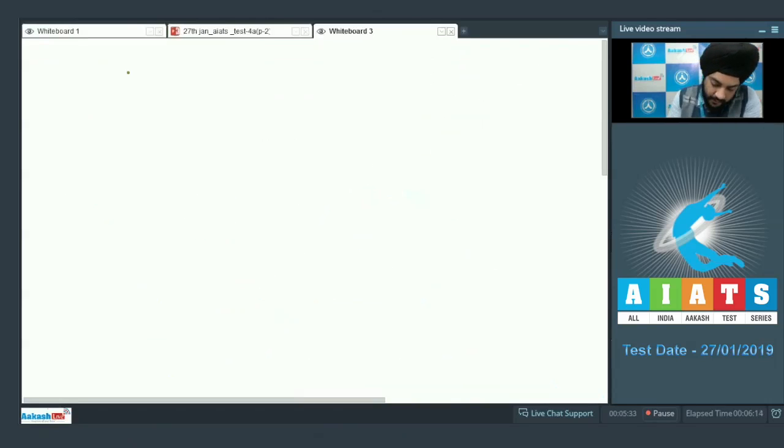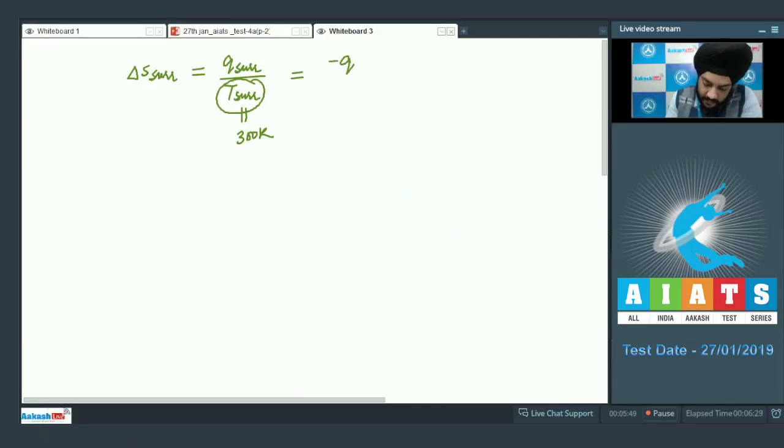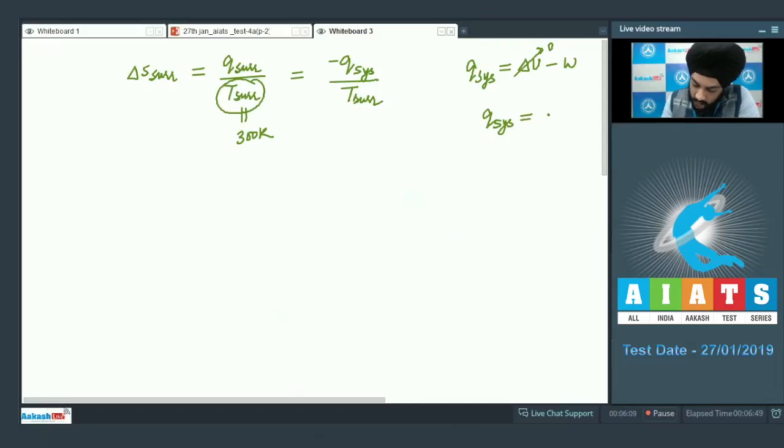Now we can talk about the delta S surrounding. So delta S surrounding can be written as Q surrounding by T surrounding. The T surrounding is given to us, it is equal to 300 Kelvin. And the Q surrounding shall be equal to minus of Q system by T surrounding. So if you talk about the Q system now, Q system shall be equal to delta U minus W. So the process given to us is isothermal. Delta U shall be equal to 0. So the Q system will come out to be equal to minus of W. So if we talk about the delta S surrounding now, we can substitute the value of minus of Q system. So that will give us a value equal to W upon T surrounding.